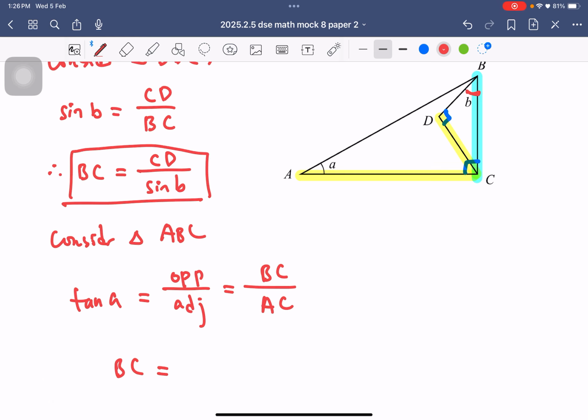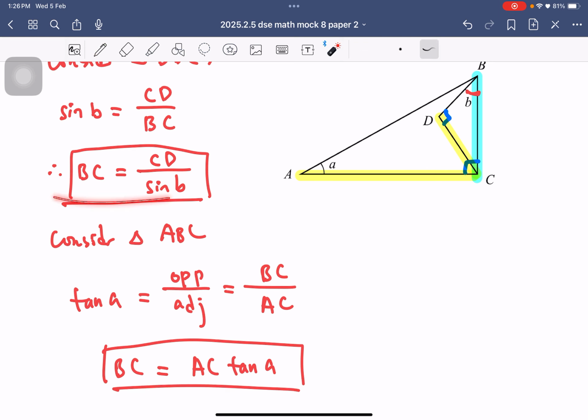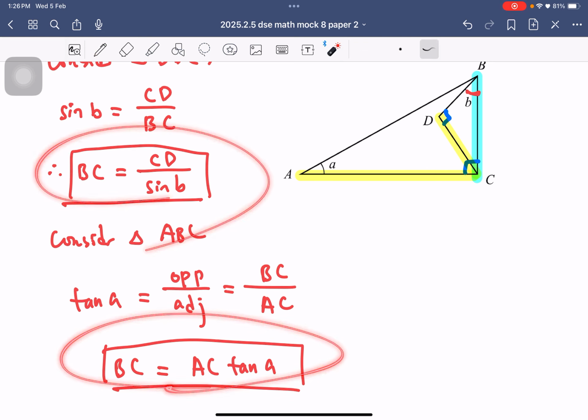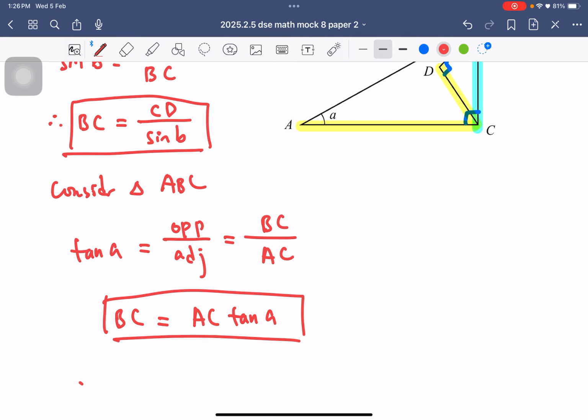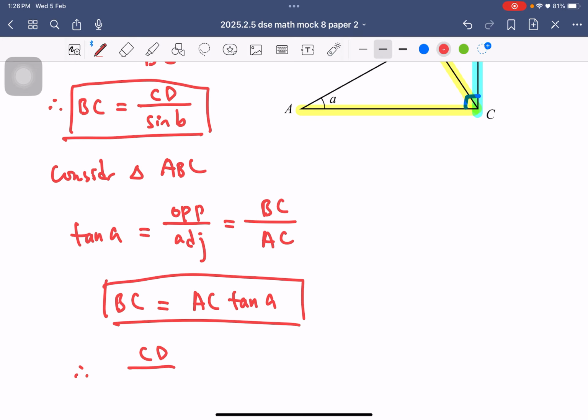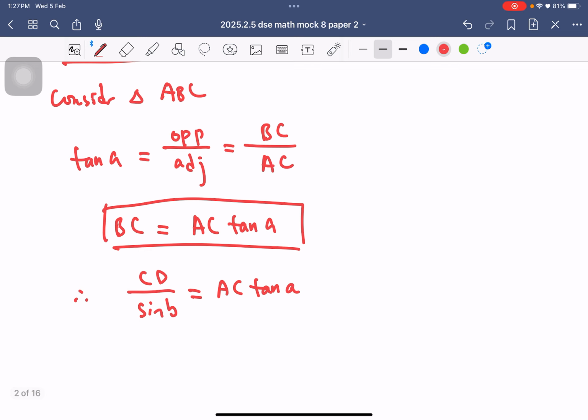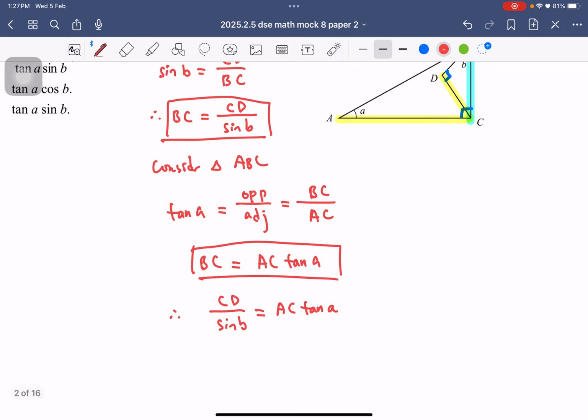So BC is equal to AC tangent A. So now you have these two lengths is going to be the same, isn't it? So you can set BC equal to BC. So this length is equal to this length. So that we can say, we have CD over sine B is equal to AC tangent alpha. Okay? It's okay for you, Eddie? Yeah. Because this is BC. BC equal to something. BC is also equal to this. So these two must be the same.